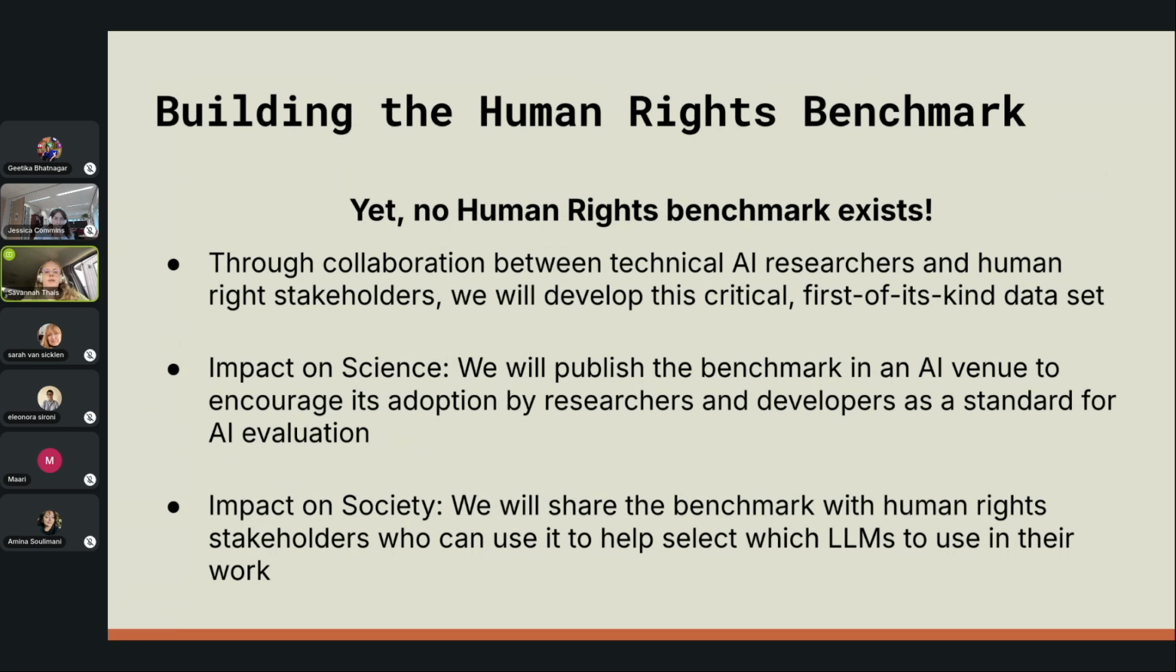And so, through collaboration between technical AI researchers like myself, as well as human rights stakeholders, we are developing what we think is a really, really important data set. And we plan to publish the benchmark in an AI venue and to have a leaderboard page either through Hugging Face or a standalone page to try to encourage its adoption by researchers and developers as one of these big standard benchmark data sets that are used in AI evaluation. We, of course, also plan to share this benchmark with human rights stakeholders who can use it to help inform which LLMs they decide to eventually use in their work.